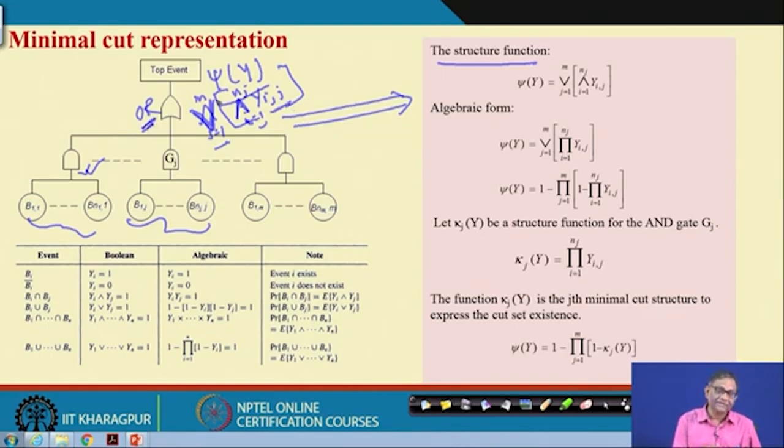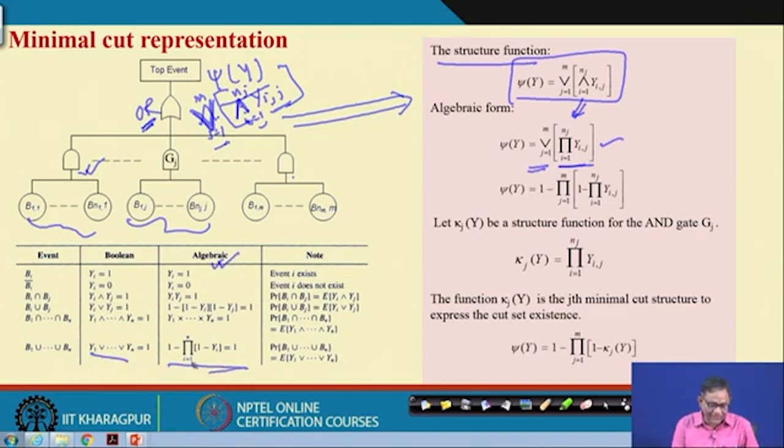And the OR gate union symbol, how many inputs? m inputs, that is why j equal to 1 to m. That is what your structure function is here, and that is what is written here. So, psi y equal to union over j equal to 1 to m of intersection over i equal to 1 to n j of y i j. Or this can be represented like this, where this intersection is nothing but the multiplication, i equal to 1 to n j. Now, when there is a union, and we put down the algebraic form, you have to write it like this: 1 minus the product over i equal to 1 to n. So, that is what is written here.